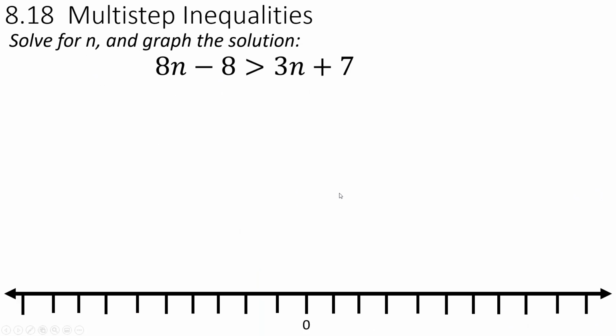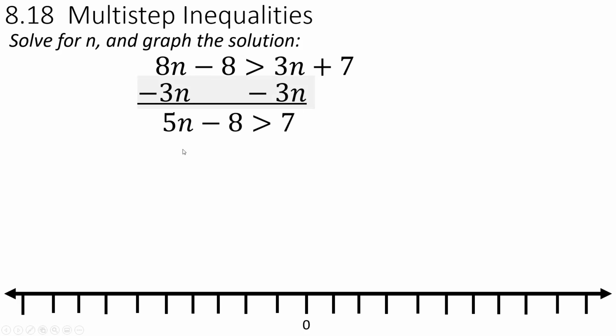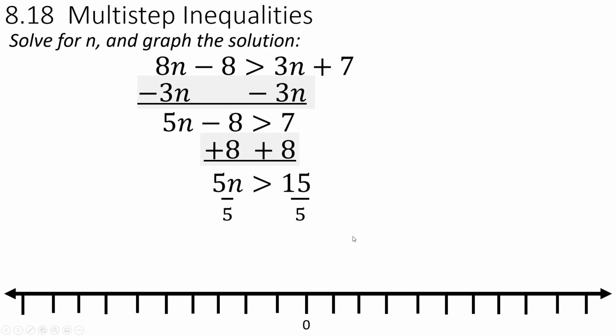All right. So finally, we have this last one. We have an inequality. Once again, I recommend you get your variables to the left side. So I'm going to subtract off this 3n here. If I do it on the right side, I do it on the left as well. Notice how everything dropped. The plus 7 still comes down to just being positive 7. Now it's more traditional looking. I'm going to add 8 to both sides. And we get 15. I'm going to divide both sides by 5, and I get n is greater than 3.